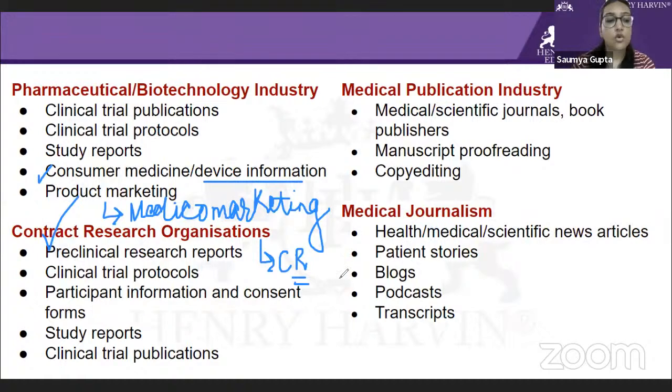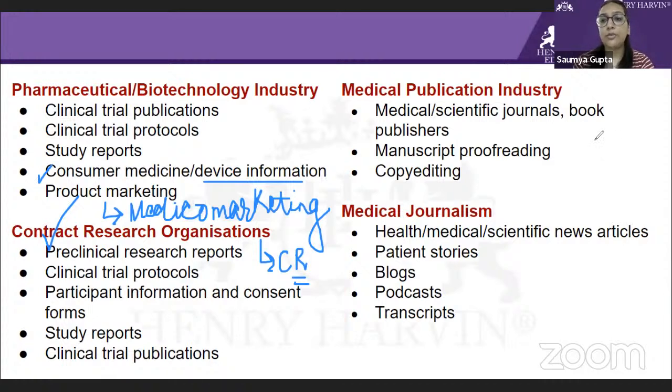Okay, so that's creating the documents related to clinical research, which are preclinical research reports, clinical trial protocols, participant information, informed consent forms, clinical study reports, and then publishing the data which is available related to clinical studies, clinical trials.